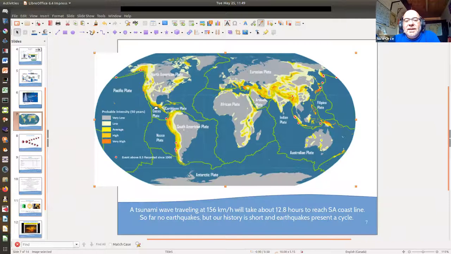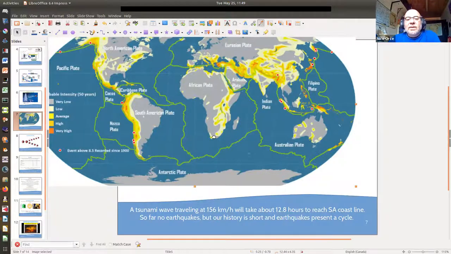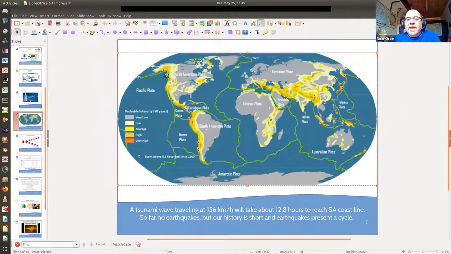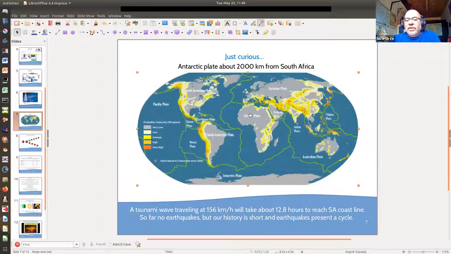If we zoom in, there's a little bit of some earthquakes that we may have, but in recent history, this is rare. But let's assume quickly, like for the Fukushima earthquake, the tsunami traveled at 156 kilometers per hour. The Antarctic plate is about 2,000 kilometers from South Africa. A little bit less in this area, about the same, maybe 1,500 kilometers. So that will take about 12.8 hours if there's an earthquake here and it produces a tsunami of that magnitude. It will take about 13 hours to reach the coastline in South Africa.